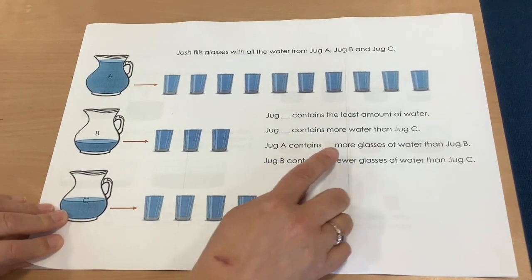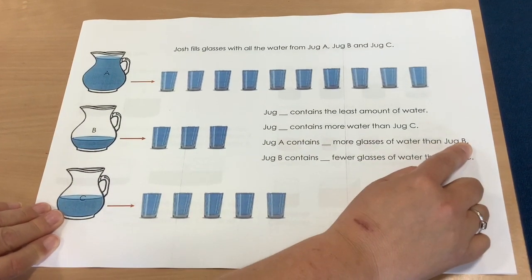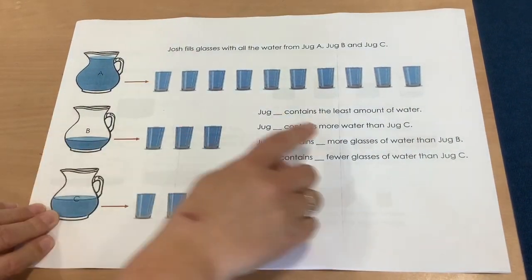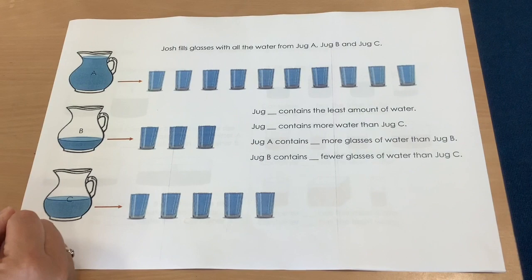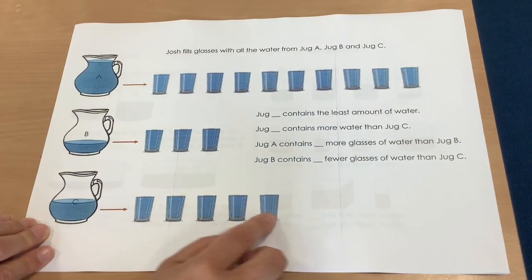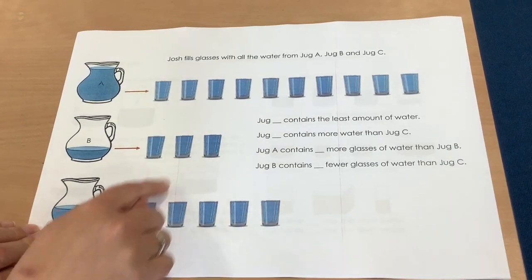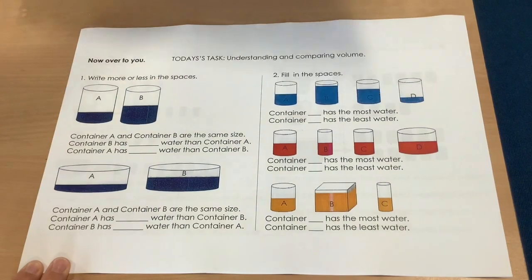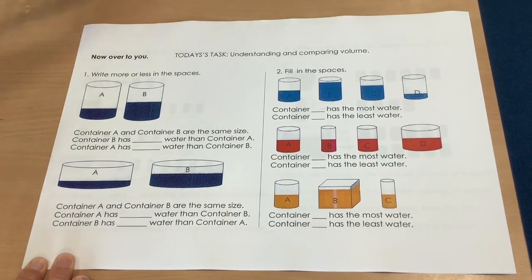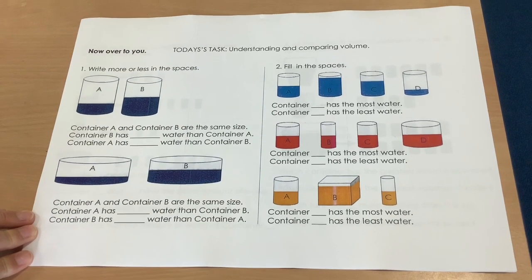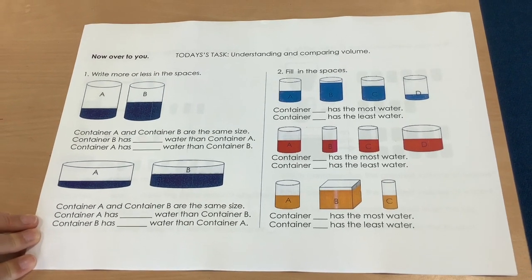Jug A contains how many more glasses of water than jug B? So we would take away 3 from 10 and we would say 7 more glasses. And jug B contains how many fewer glasses of water than jug C? So that's less than, and again 5 take away 3 is 2. So 2 fewer glasses.